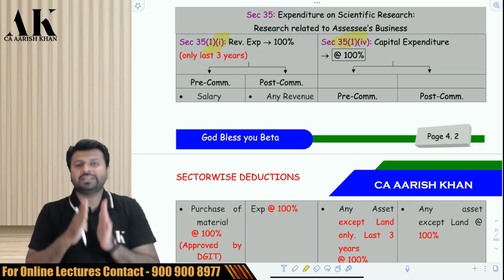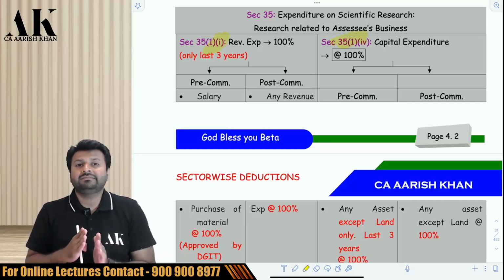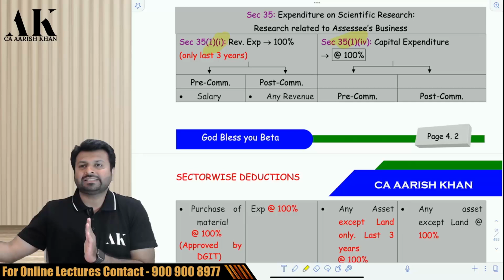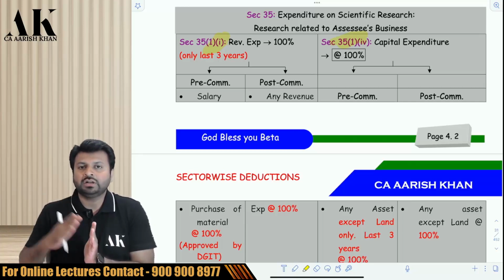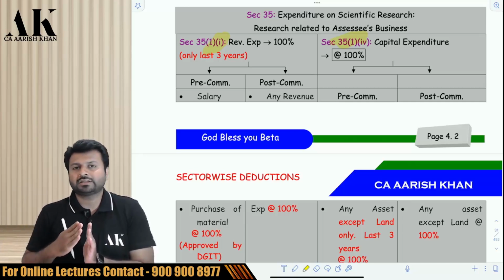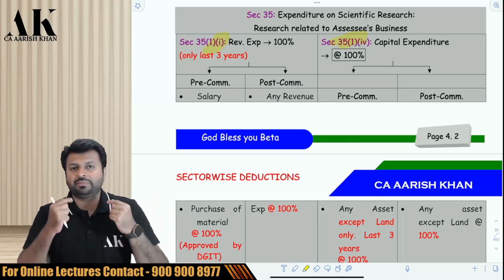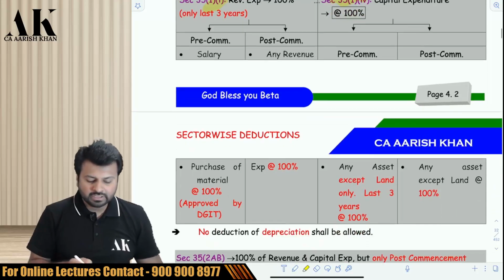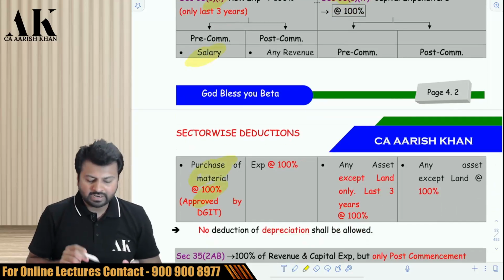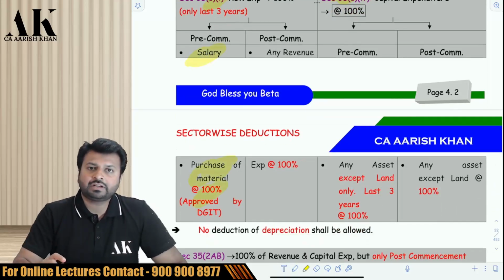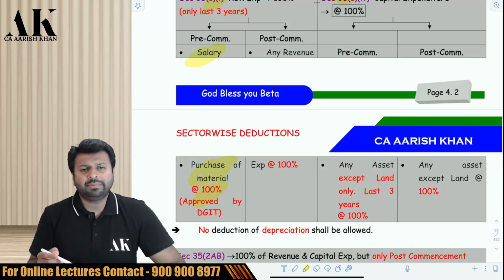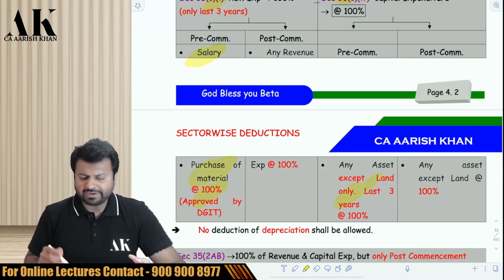100% deduction. Suppose today the business is commencing, so mark this date as a cutoff date, and from this date go back 3 years. Whatever revenue expenditure you have done, you will get the deduction. Whatever capital expenditure you have done, you will get the deduction. So whatever, let me tell you very clearly, it's not whatever. There are some expenditure which the government has defined. So revenue expenditure, you will get salary, you will get purchase of raw material, 100% approved by the Director General of Income Tax. In case of capital expenditure, you will get all capital expenditure except land.